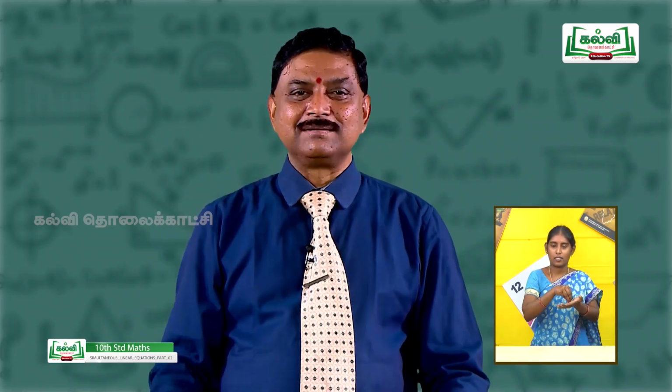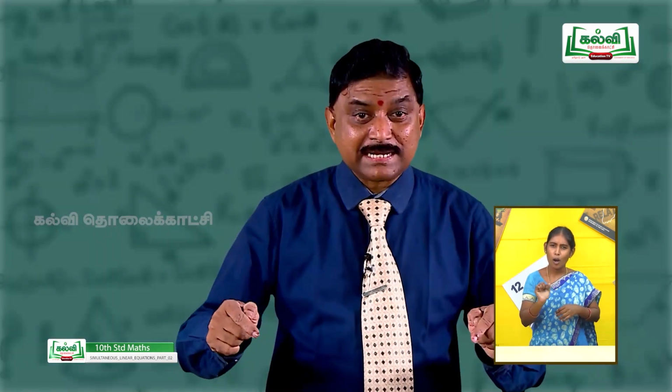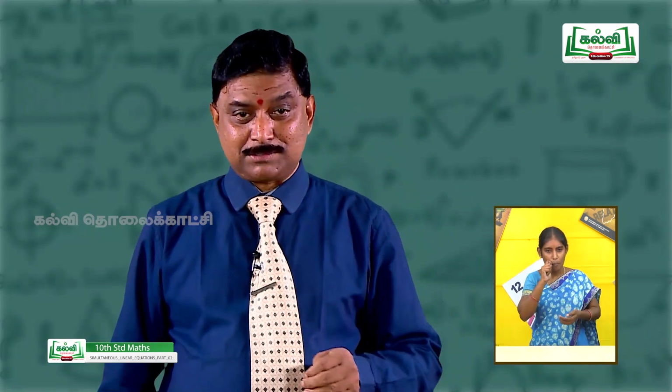One example again, it is given in your textbook also, example 3.1. The father's age is 6 times his son's age. 6 years hence, it means after 6 years, the age of father will be 4 times his son's age. Find the present age in years of the son and father. What is the present age of the son and father? That we have to find out.